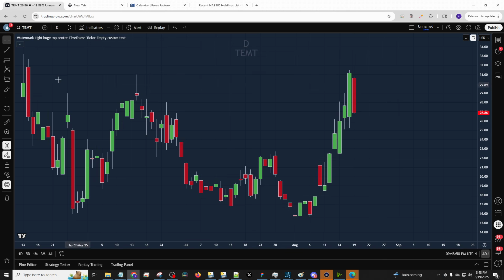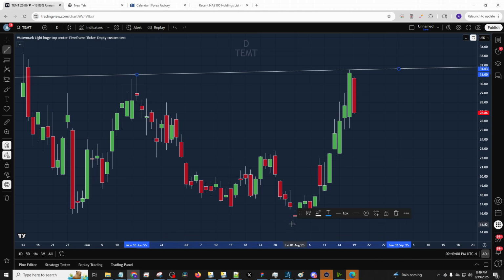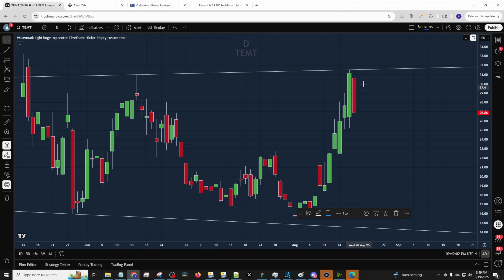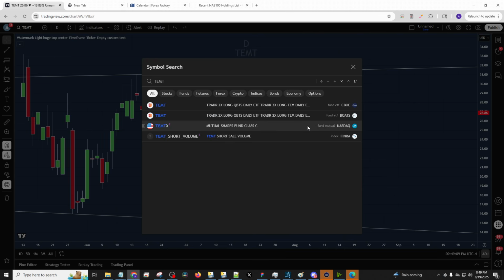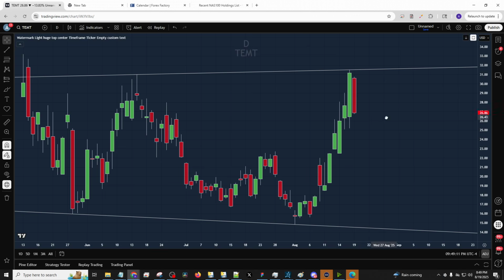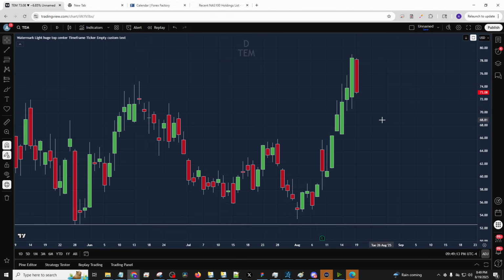TEMT. This is another crazy volatility name here. See that pump them up, potentially drop them all the way back down. Oh, it's the TEM 2X, so Tempest AI. Interesting.